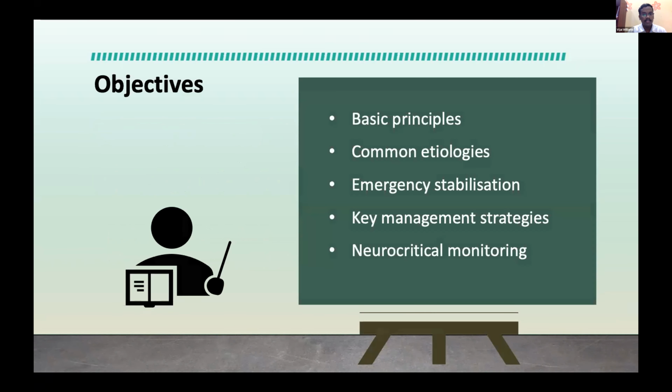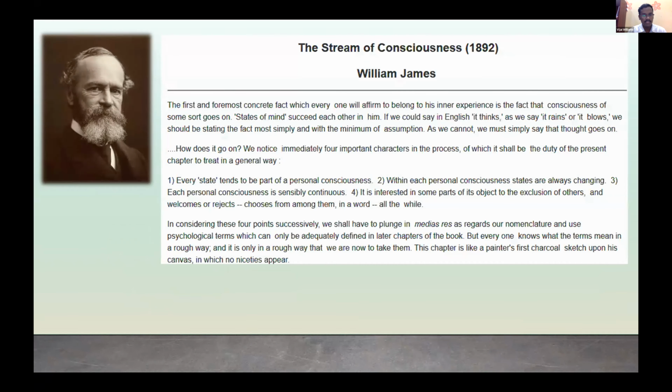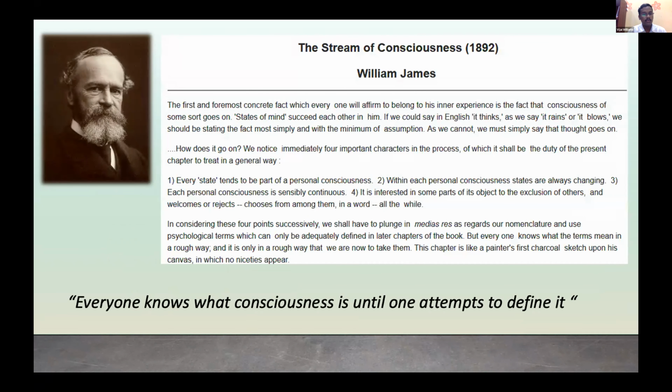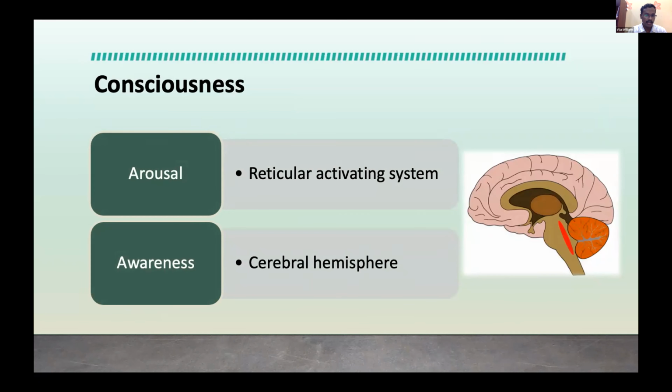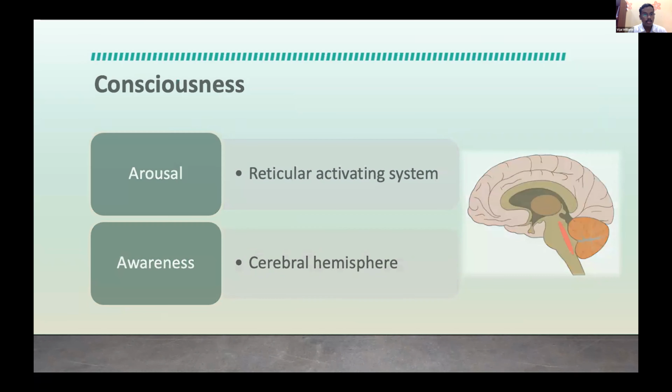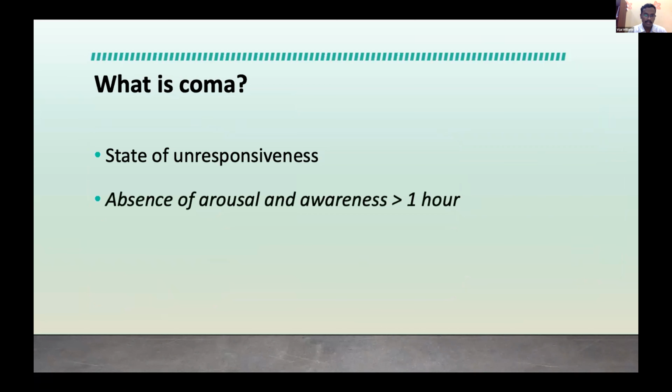I would like to begin my talk with this quote by William James, who said that everyone knows what consciousness is until one attempts to define it. Consciousness includes two key elements: one is arousal, another is awareness. Arousal is dependent on the reticular activating system and awareness is dependent on the cerebral hemispheres. Coma is an extreme state of unresponsiveness where there is absence of arousal and awareness.